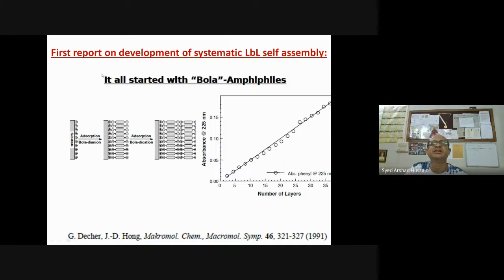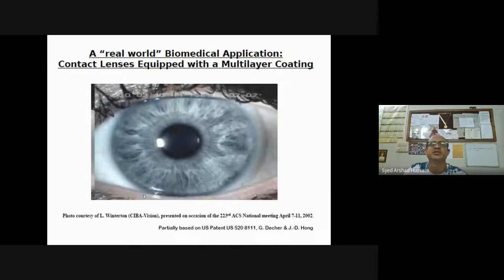You see, these are some examples. It's a very old one. You go on depositing a certain kind of material, and after each deposition, if you measure the absorption spectra, you see that with the number of layers, absorbance increases linearly. That means your deposition is uniform, increasing almost linearly. So this gives you an idea about the deposition.